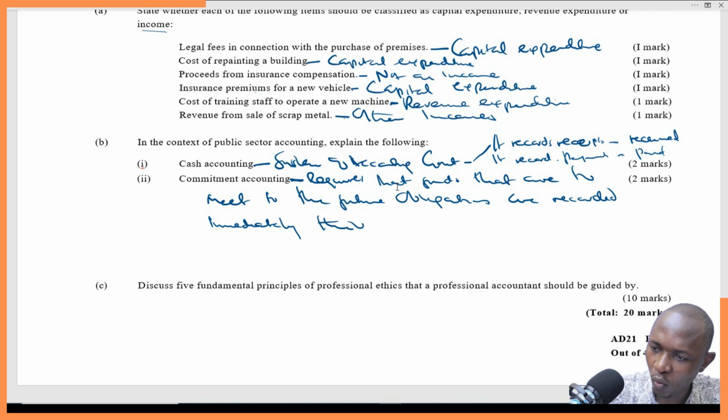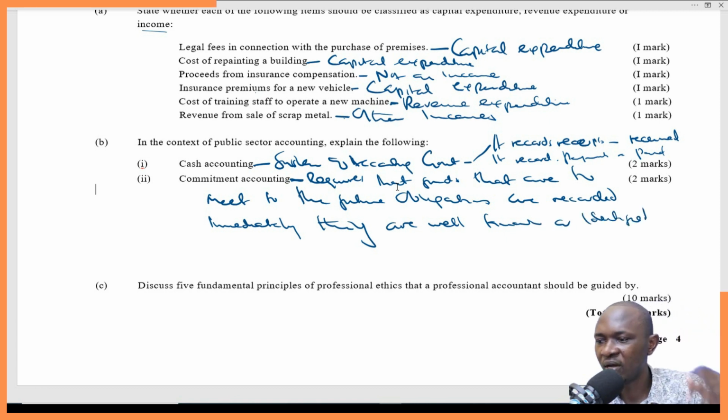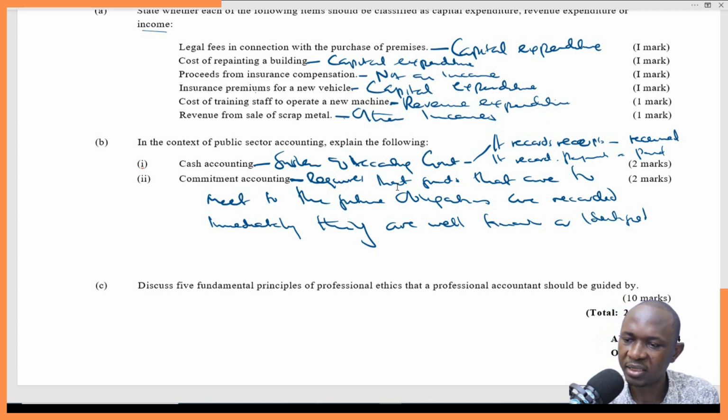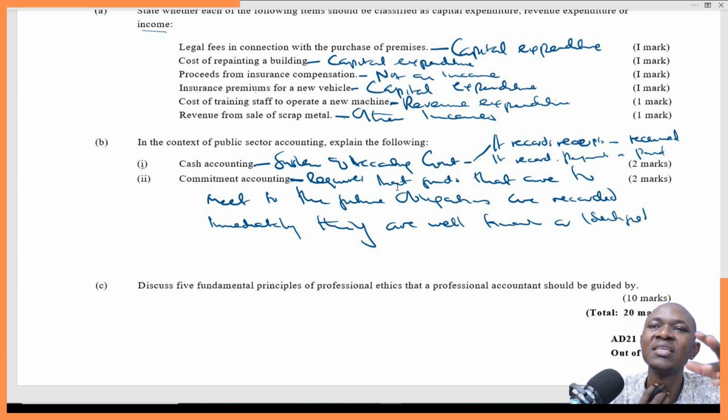They are well known or identified. So it requires that funds which are to be met in the future are recorded immediately. It requires that all funds required to meet future obligations are tracked when known, so that you can commit the resources to those particular engagements.